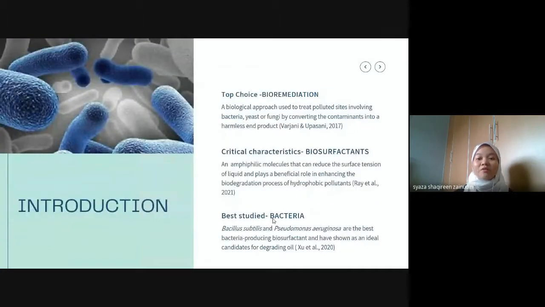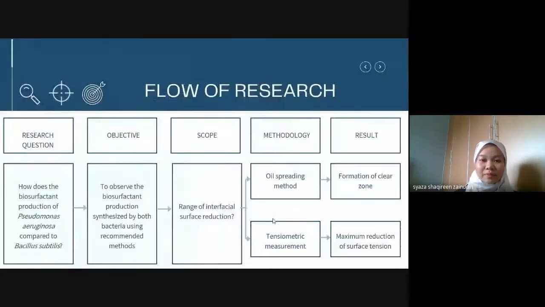Bioremediation is an example of a biological approach that uses living organisms such as bacteria, yeast, or fungi in treating contaminants like hydrophobic pollutants. Following that, hydrophobic pollutants are hard to degrade. Therefore, substances known as biosurfactants that are produced by bacteria are a critical characteristic required in playing a beneficial role for the bioremediation process. According to Su, Bacillus subtilis and Pseudomonas aeruginosa have shown a good production of biosurfactant and are suitable candidates for degrading oil.